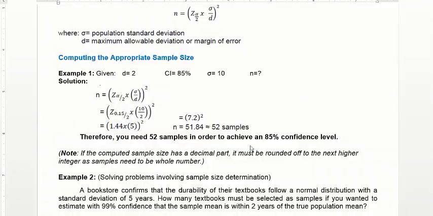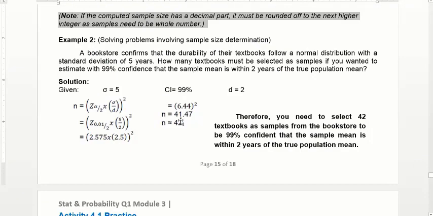Let me go back here. Okay. So, therefore, ayun na nga, no? So therefore, you need to select 42 textbooks as sample size from the bookstore to be 99% confident that the sample mean is within 2 years of the true population mean. So ibig sabihin, pag mag-experiment ng durability ang bookstore na ito, magkuha siya ng 42 na textbooks at yun yung pag-eksperimentohan niya. Whatever results comes out from the 42 samples, meaning 99% confident na yun that within the 2 years of the true population mean, it is close to the true value.